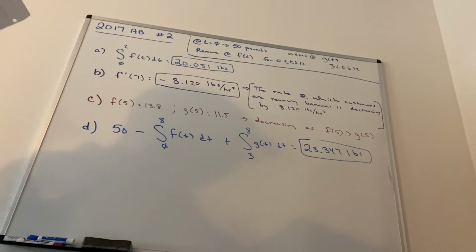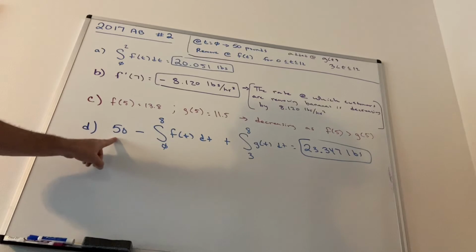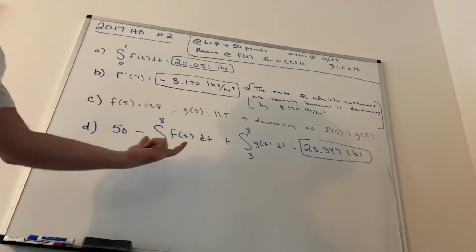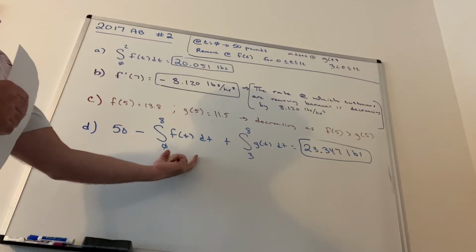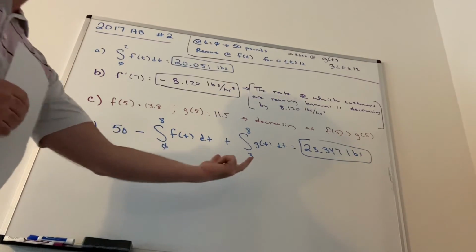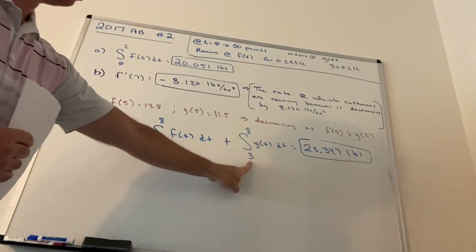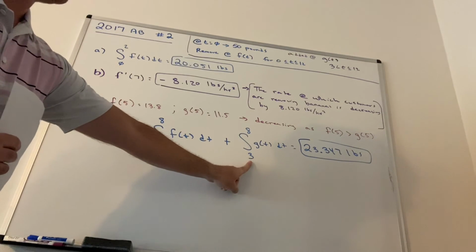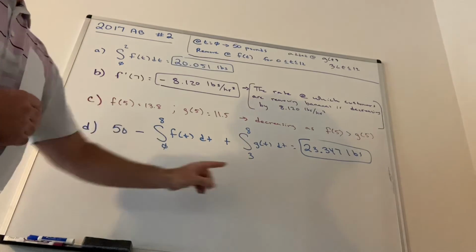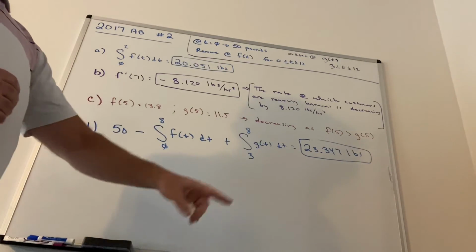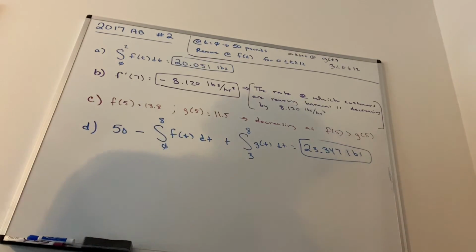And then part D, how many pounds of bananas are on the display table at time t equals 8? Okay, you started with 50 minus what the customers took away, right? I integrated the rate that they were being taken away plus the rate that they're being added. And note right there, that's a 3. They don't start getting added back until time 3. And at that point on this one, it's button pushing, okay? And you end up with 23.347 pounds.